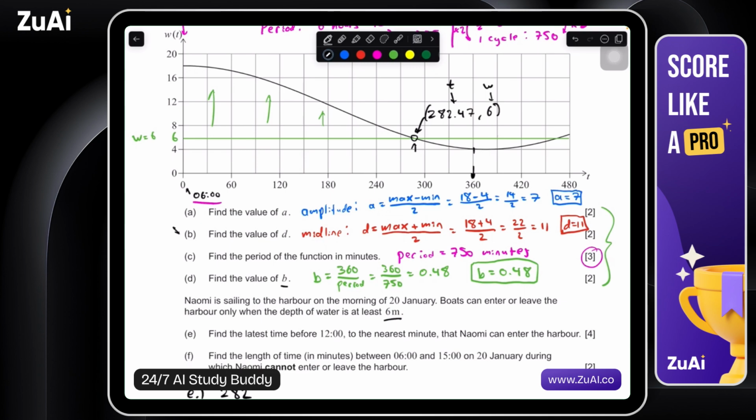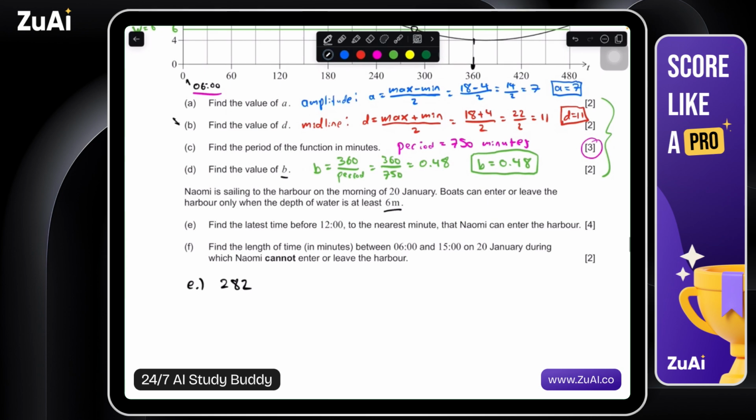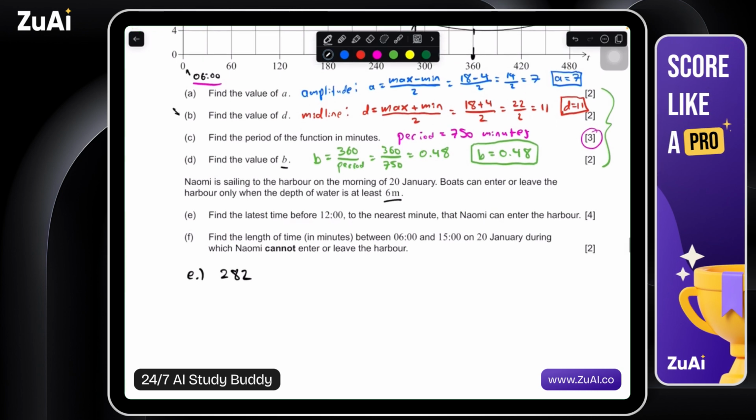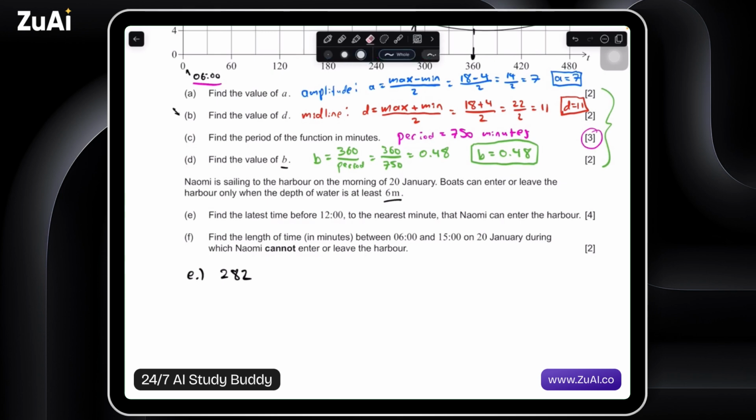I think we would of course have to round down, even if it was let's say 282.8 minutes or something like that. If the IB wanted to trick you, we would still need to round down to 282, because at 283 minutes, it's now below 6 meters. So the latest time before 12 to the nearest minute that Naomi can enter the harbor is 282 minutes. And let's actually show some process.